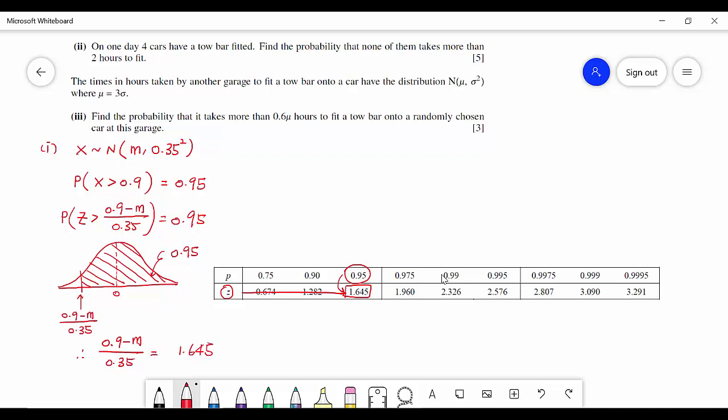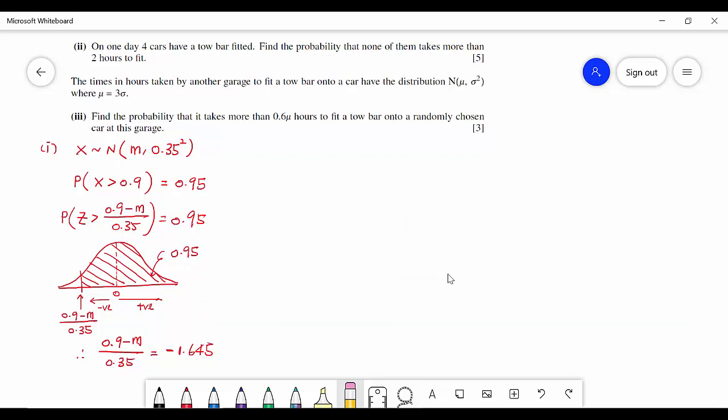But because of the graph, you know that any value on the left hand side of 0 should be a negative value. On the right hand side of 0, it should be a positive value, right? So for this one, it will not be a positive 1.645, it will be a negative 1.645. Okay, so this is how we get the value negative 1.645 from the table.